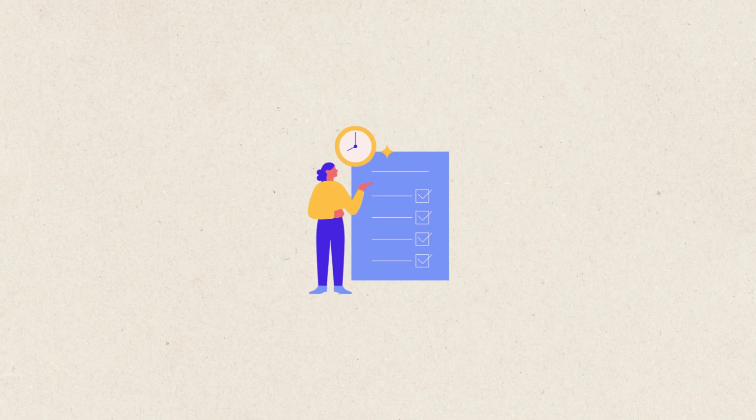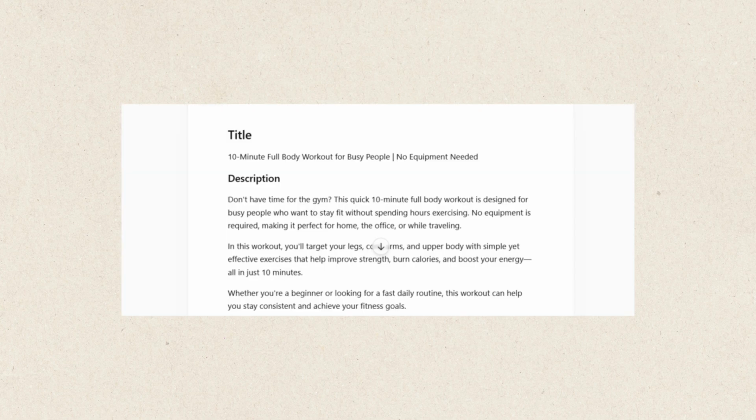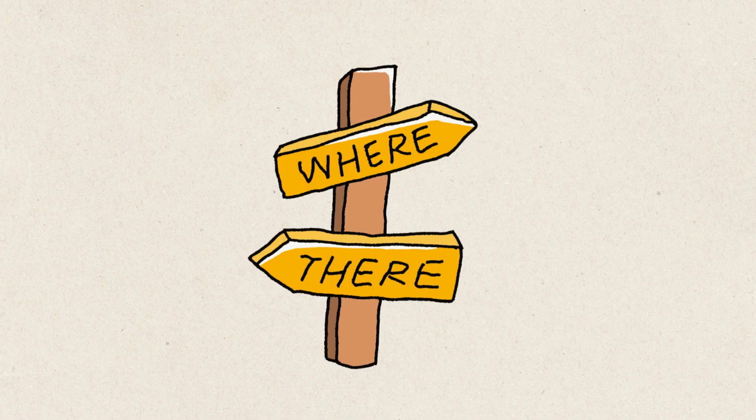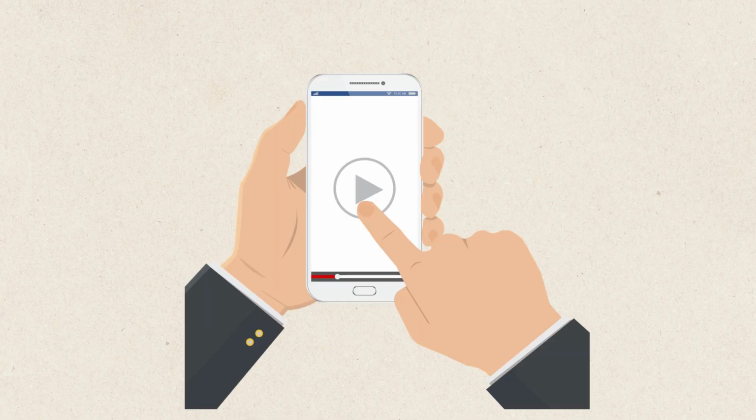When the video is finished, it's time to share it with the world. Before clicking the publish button, AI can help create catchy titles, interesting descriptions, eye-catching thumbnails, and helpful hashtags that make it easier for people to find your content. Once everything is ready, you upload the video and let your audience enjoy what you've created.